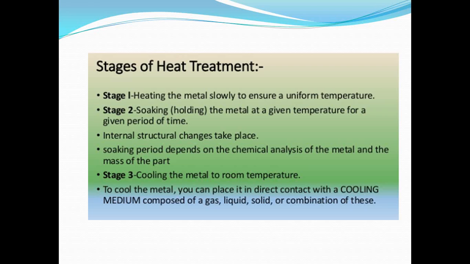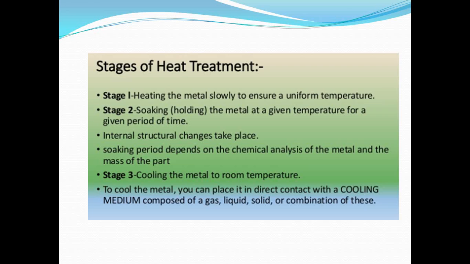In stage two, the soaking is done. We hold that particular temperature for a certain period of time, and at that time the internal structural changes take place. During the soaking period, the internal structure changes. Normally this holding or soaking period depends upon the chemical analysis of the metal and the mass of the part. In the initial stage, stage one, we supply the heat to the metal or alloy.